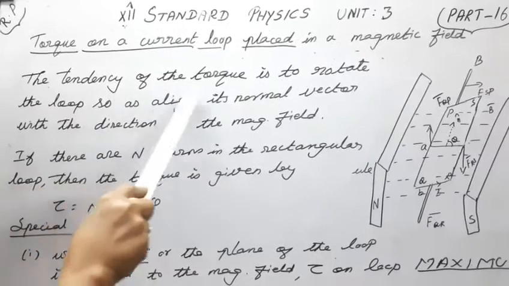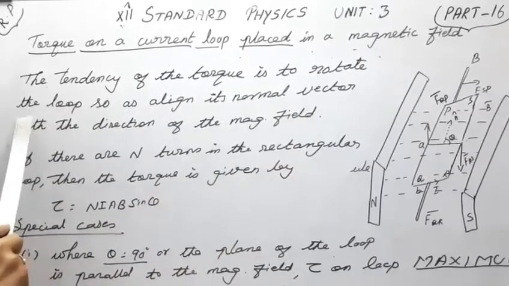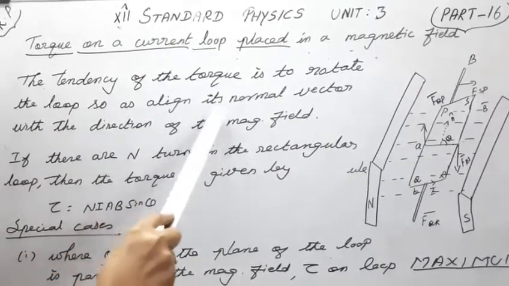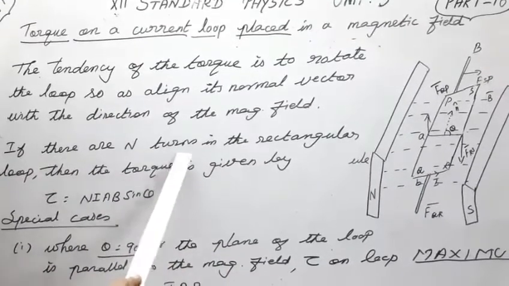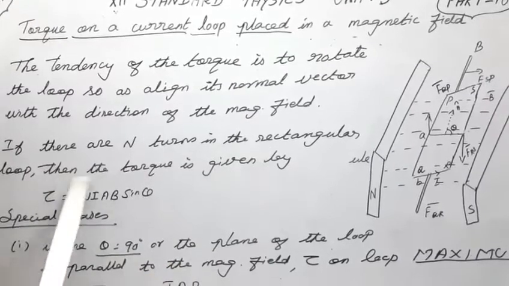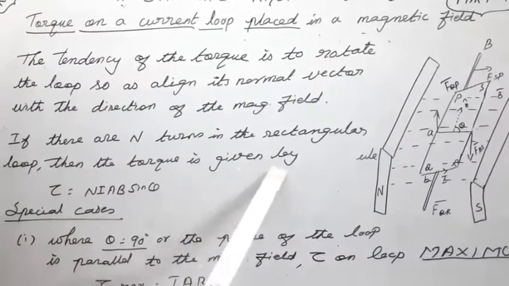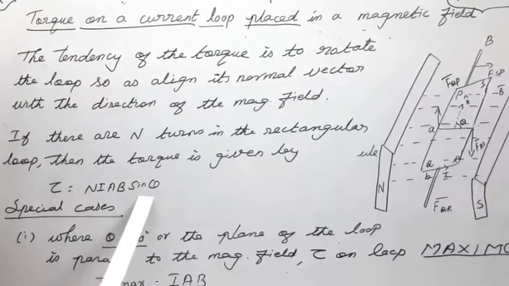The tendency of the torque is to rotate the loop so as to align its normal vector with the direction of the magnetic field. If there are N number of turns in the rectangular loop, then the torque is given by tau equal to NIAB sin theta.